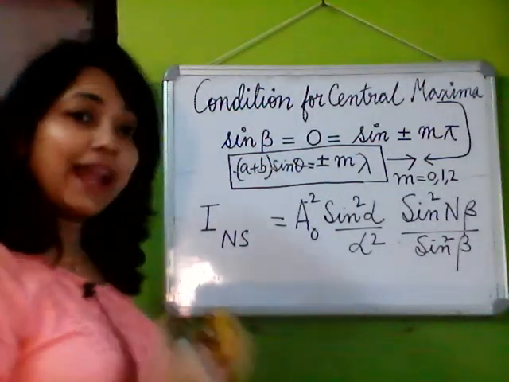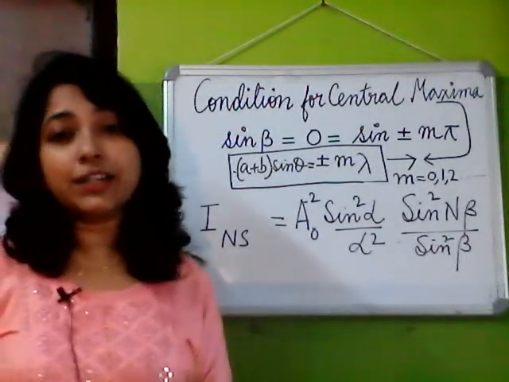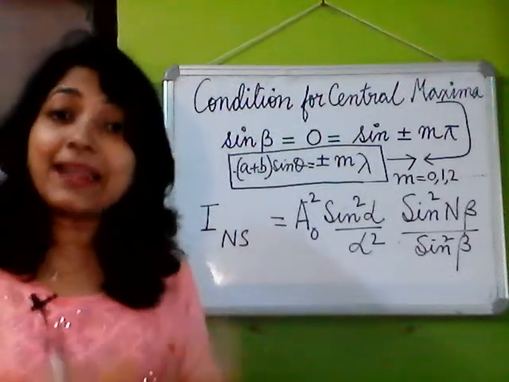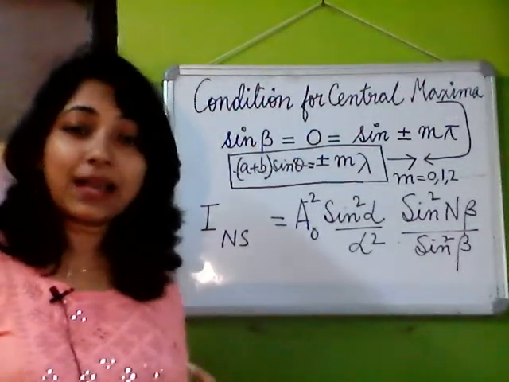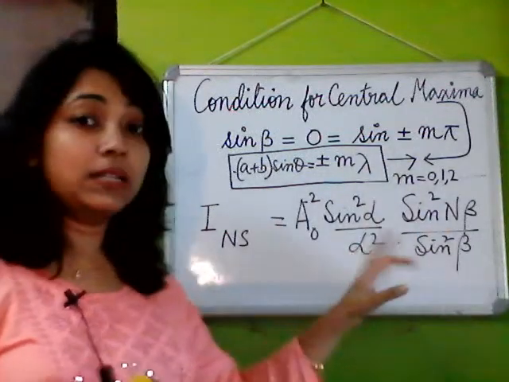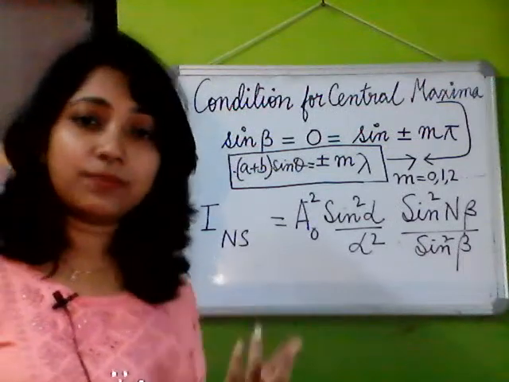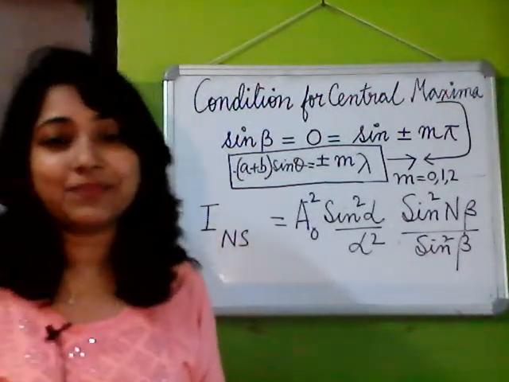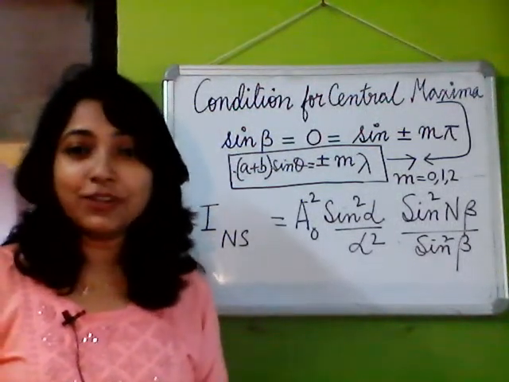Alright, so that is all we had to study in this class. Further, the conditions for secondary maxima, the condition for minima and their individual intensities, we will be discussing in our upcoming classes, and then we will move forward to utilizing these results for the grating. We will also talk about grating, and that is all we will be requiring to study in our diffraction chapter. Alright, so that is all for today. I hope you all have understood.